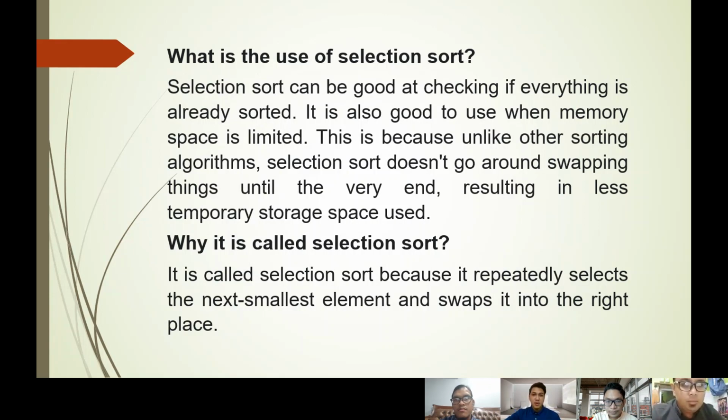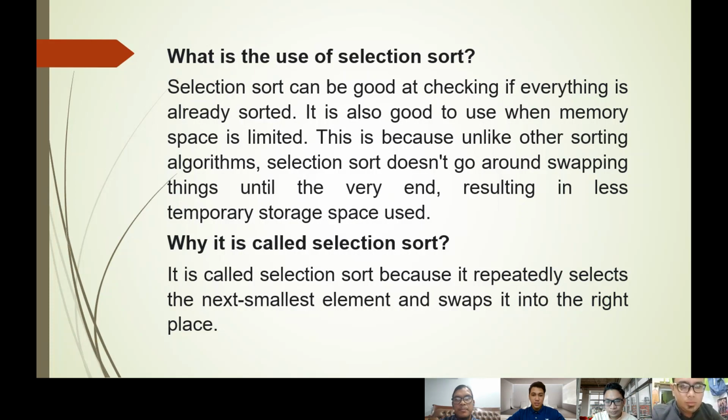What is the use of selection sort? Selection sort can be good at checking if everything is already sorted. It is also good to use when memory space is limited. This is because, unlike other sorting algorithms, selection sort doesn't go around swapping things until the very end, resulting in less temporary storage space used.